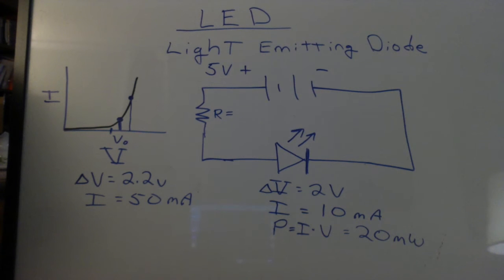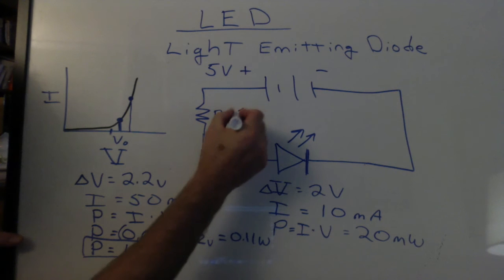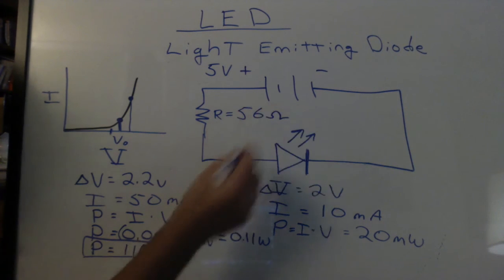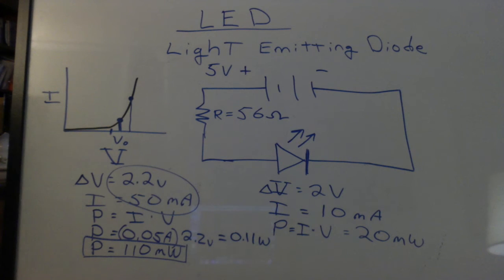We can calculate the power using I times V, which is 0.11 watts, or 110 milliwatts. Now you can see that with a 10% increase in voltage, we can easily get a 5-fold increase in the power, which is why the LED will burn out if you overdo the voltage. And just in case you were wondering, this works out to be 56 ohms, solved from this information which we would have measured in the lab.